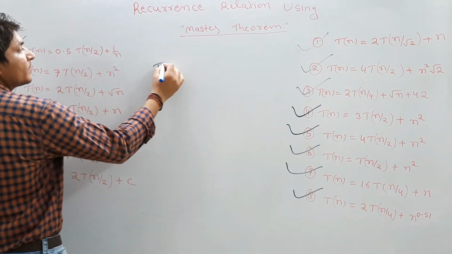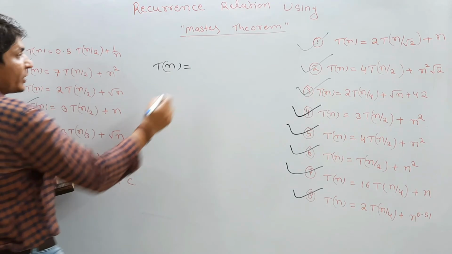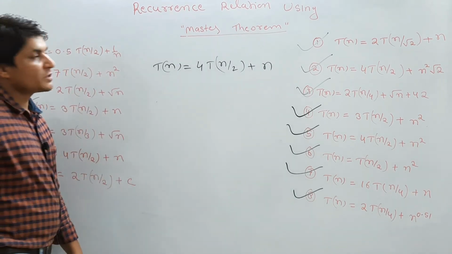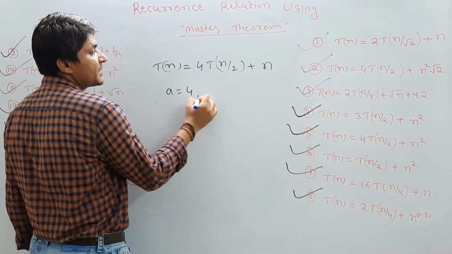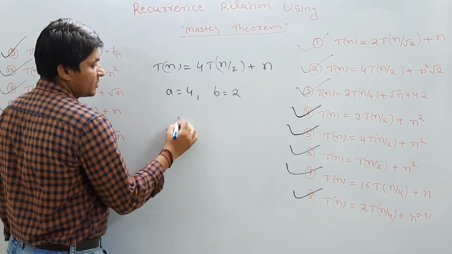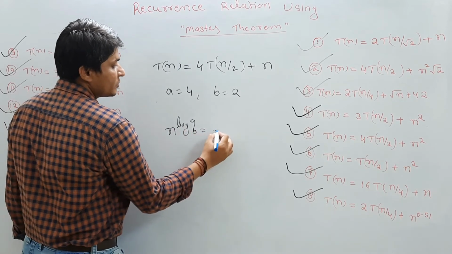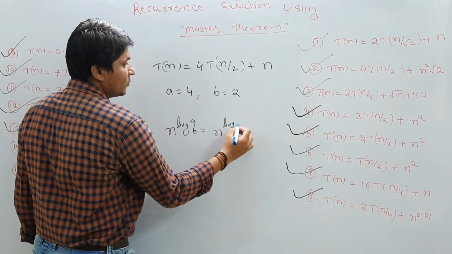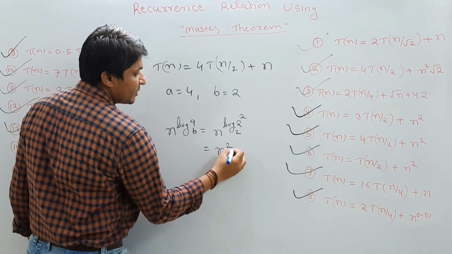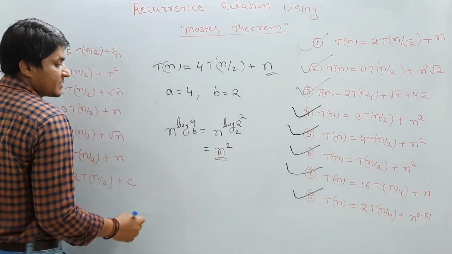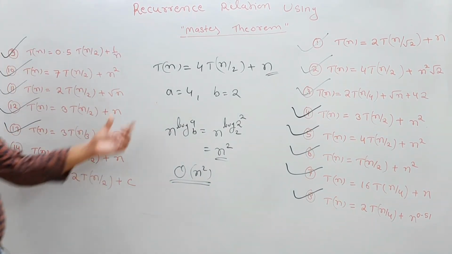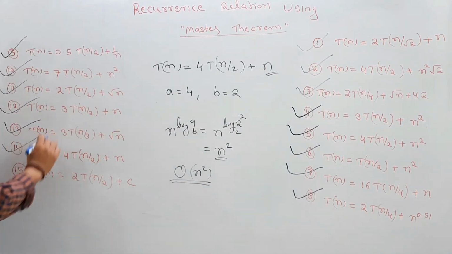T of n equal to 4T of n by 2 plus n. Now if you simplify this, a is what? 4 in this case, b is what? 2. Now let us simplify. So it is going to be n raised to power log a base b. So n raised to power log a is what? 4. 4 can be written as 2 raised to power 2, base b. So it is going to be ultimately n square. Now which one is greater? So obviously this one is greater. So time complexity is going to be order of n square. So this is the time complexity for this recurrence relation. So this is about example number 14.